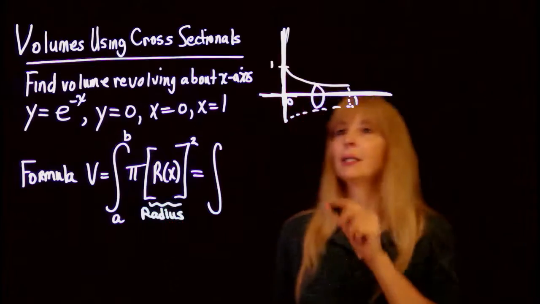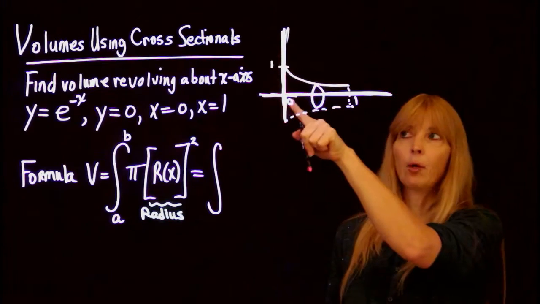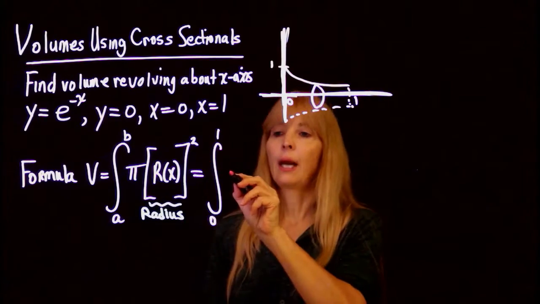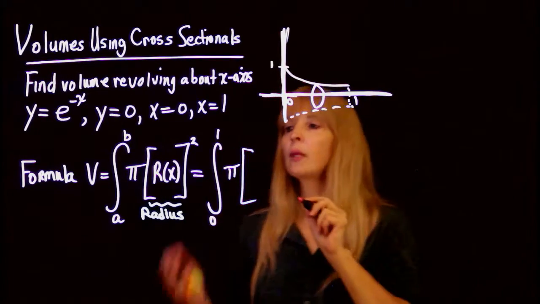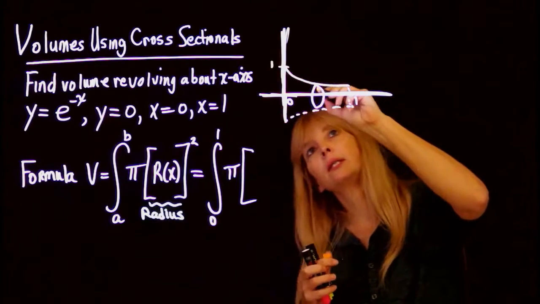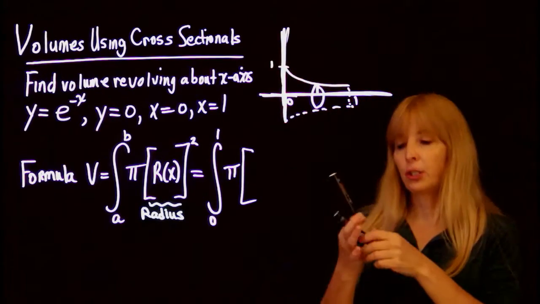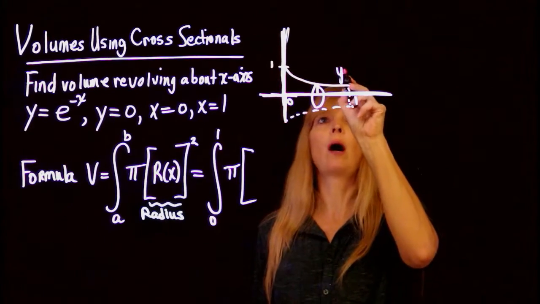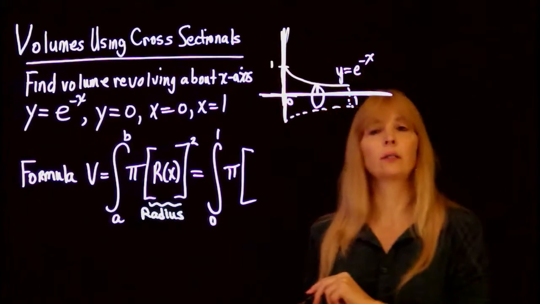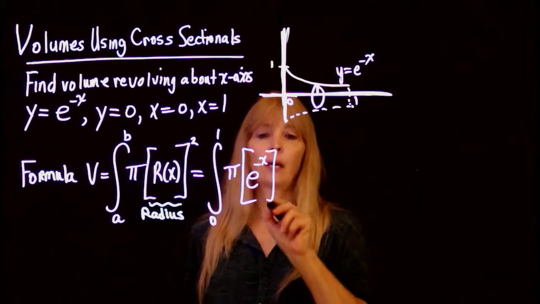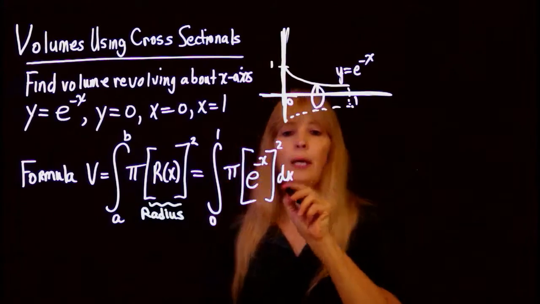So in this case, since it's about the x-axis, I'm looking at my x interval, which is from 0 to 1. Then I have my pi, and my radius, which is going to be this distance right here. Well, that's simply the distance to my function, which is y equals e to the negative x. So I put e to the negative x, and I square it, dx.